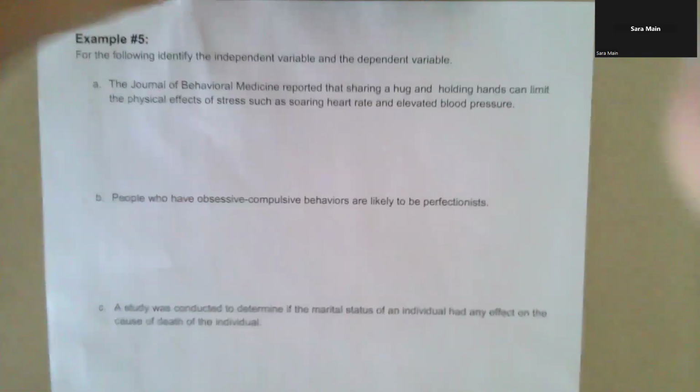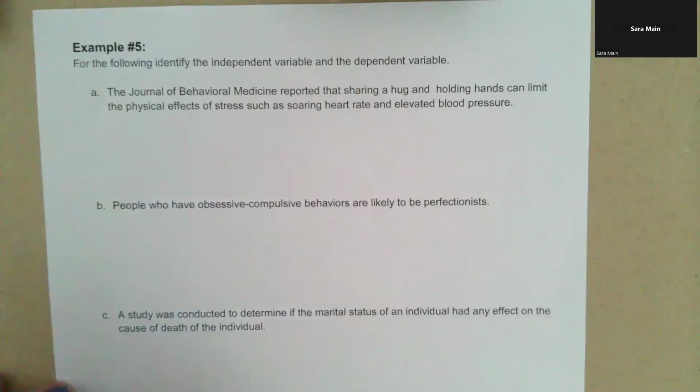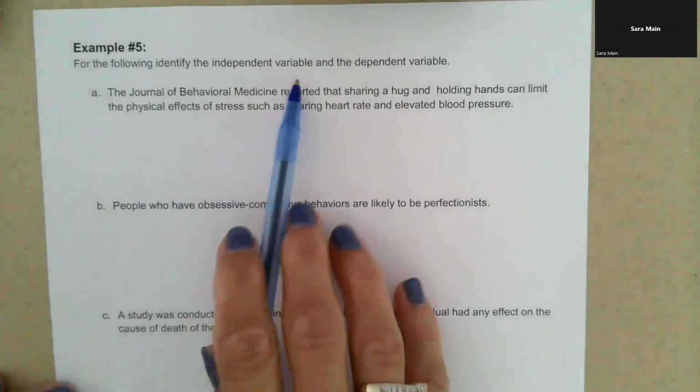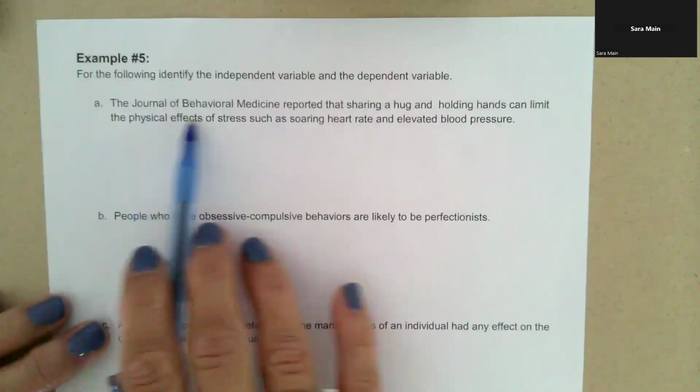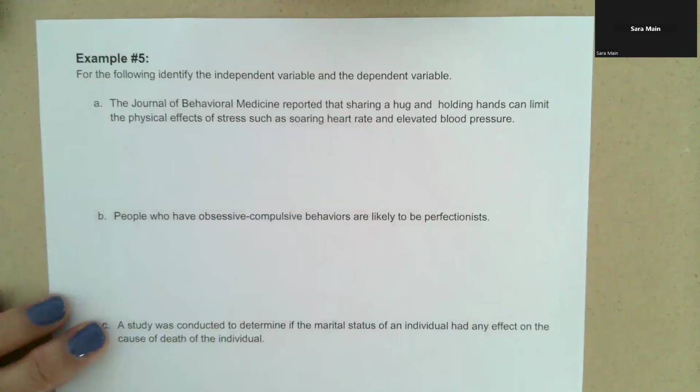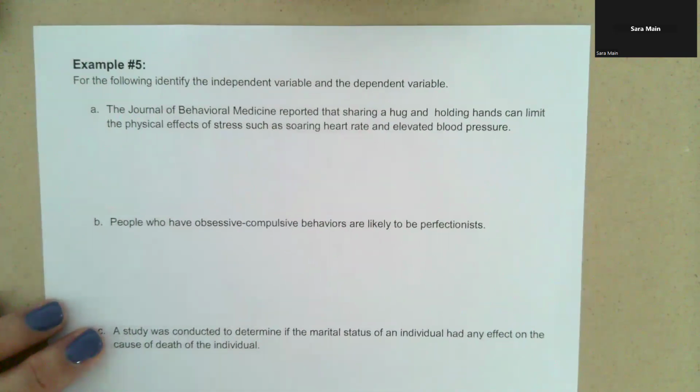Our last example for chapter 1. For the following, identify the independent variable and the dependent variable. So the Journal of Behavioral Medicine reported that sharing a hug and holding hands can limit the physical effects of stress, such as soaring heart rate and elevated blood pressure.